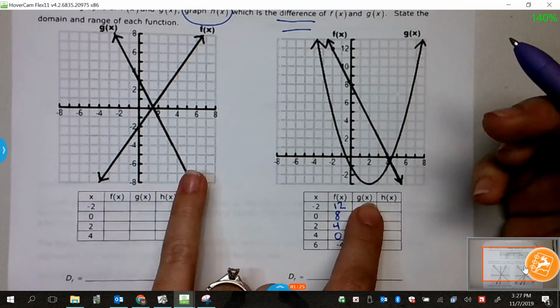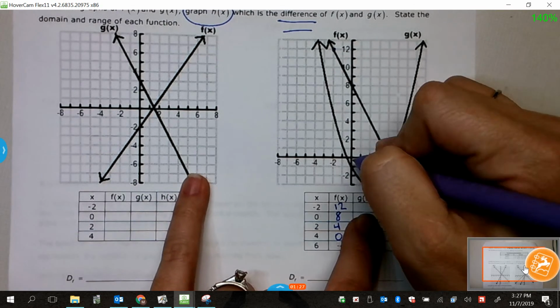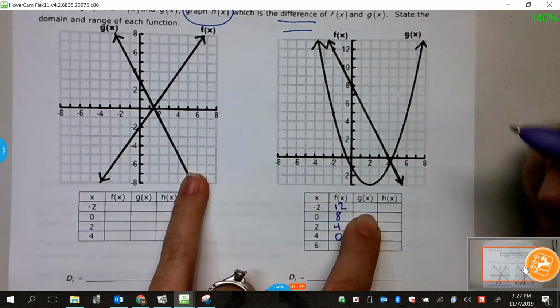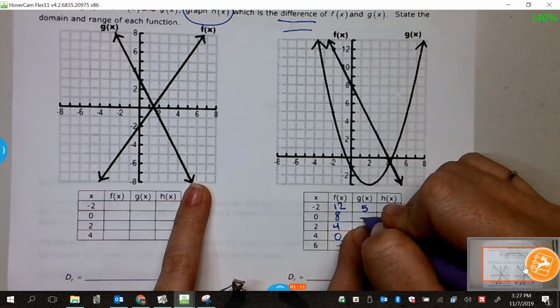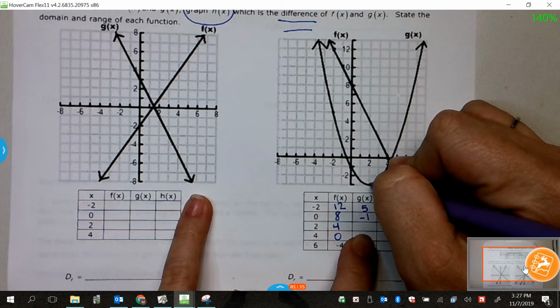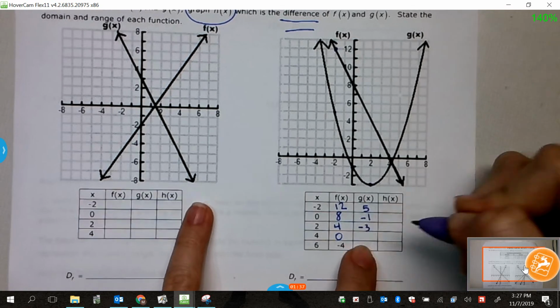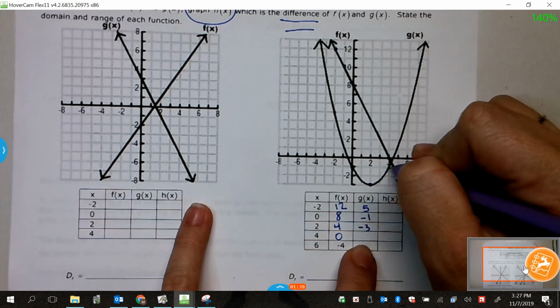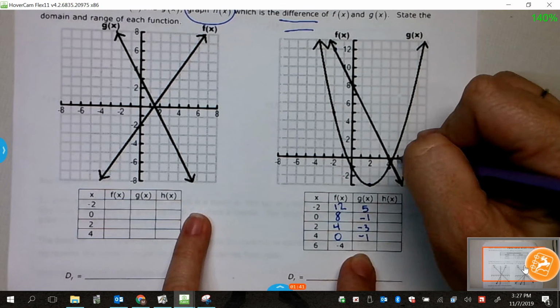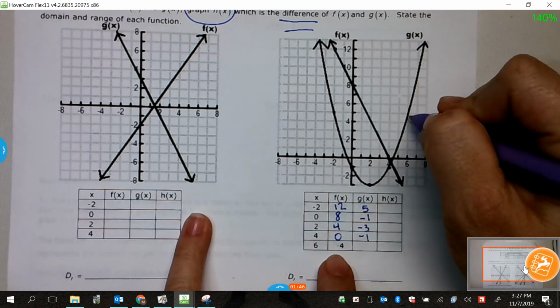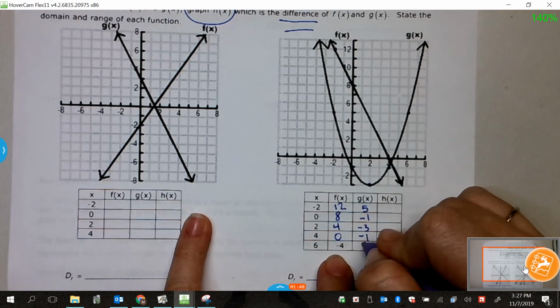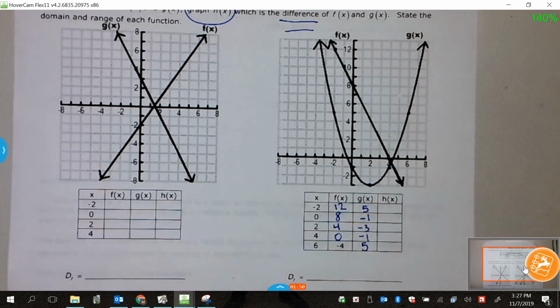Okay, now your curved line is g of x. So at -2, the curved line is a height of 5. At 0, the height is -1. At 2, the height is -3. At 4, the height is -1. And at 6, the height is +5. Okay, so remember, we're finding the difference.